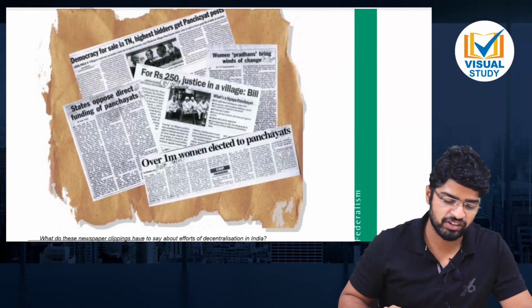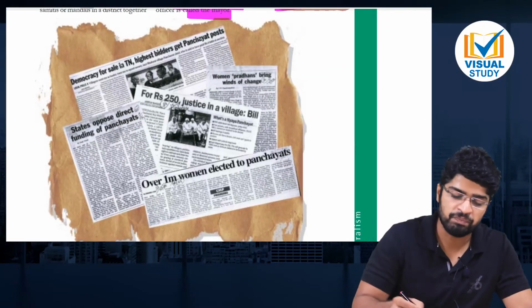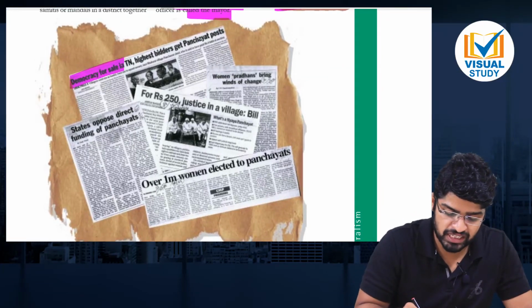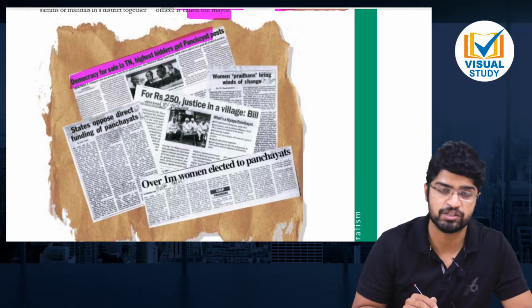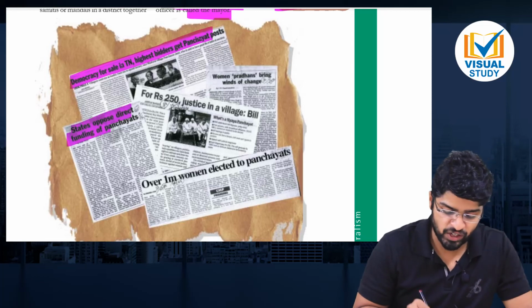For every village and everything, there are various things being formed. In 1992, democracy for sale in Tamil Nadu, highest bidders for panchayat post, politics also takes place. States oppose direct funding of panchayats.